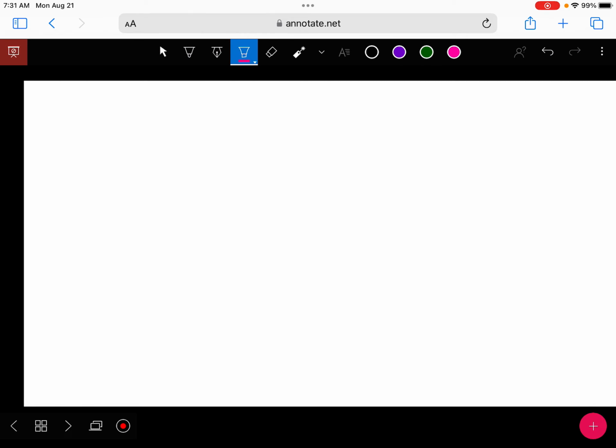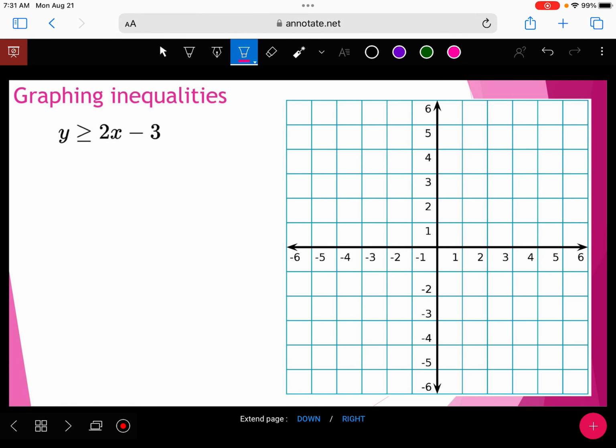Okay. Our next one is y is greater than or equal to 2x minus 3. And again, before I start graphing, I want to figure out if this is going to be a solid line or a dotted line. So we look at our sign here. Is this going to be a solid line or a dotted line? Solid line, because it has that equals to.